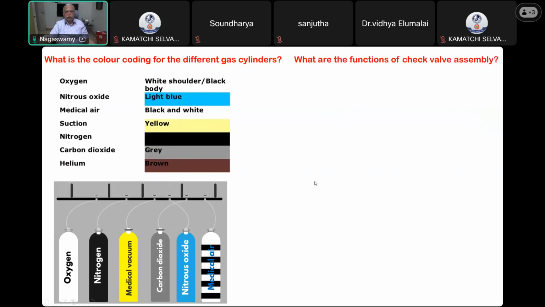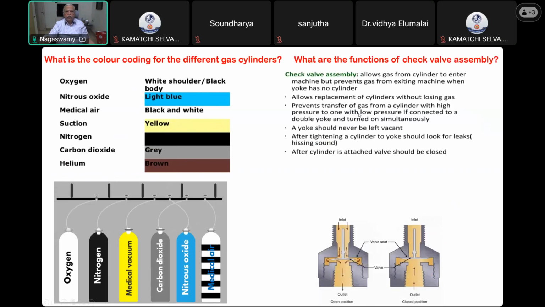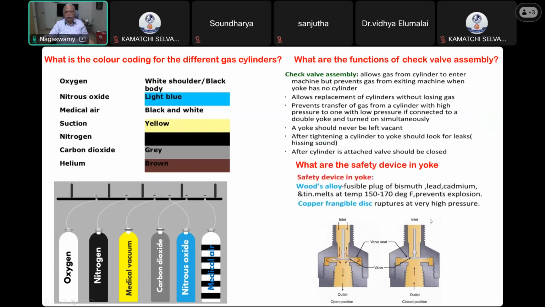What are the functions of the check valve assembly? It allows the gas to go in one direction only. When you fix a cylinder, the flow should be only from the cylinder into the machine. It should not be in the reverse direction. So for that there is a check valve. Whenever there is high pressure on the pressure regulator side, it cannot come back to the cylinder because the valve will be obstructing that. So these are the safety devices.